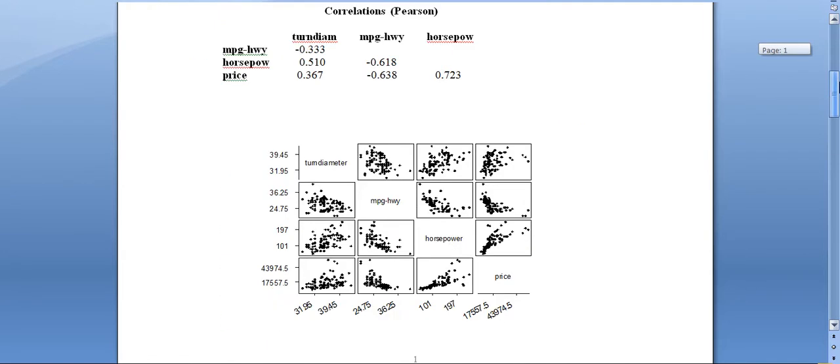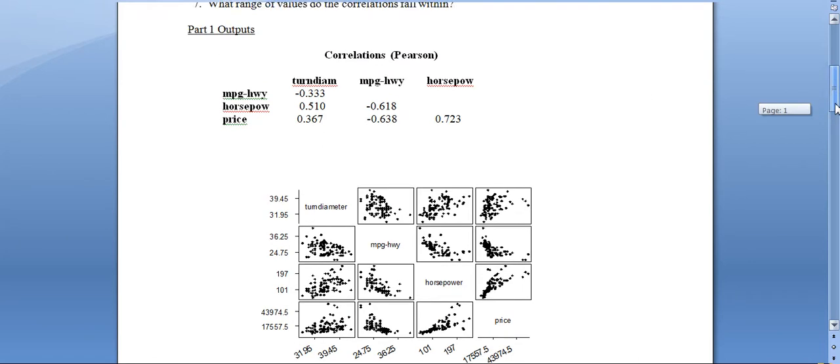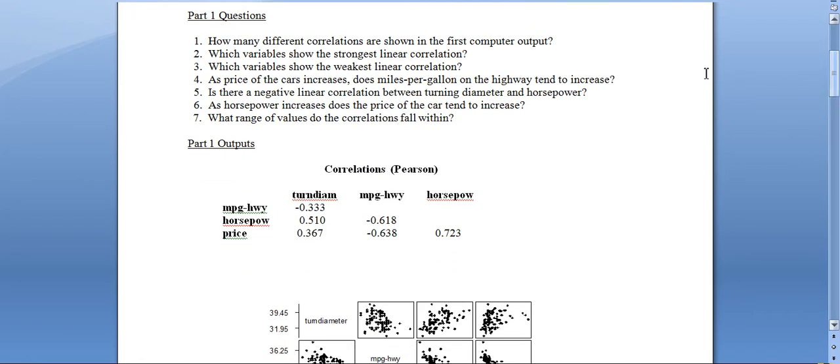The pictures underneath the numbers here are scatter plots that relate to these numbers, but you don't really have to use these. They just kind of verify this. So focus on the numbers here. For example, how many different correlations are there shown here? We have 1, 2, 3, 4, 5, 6.